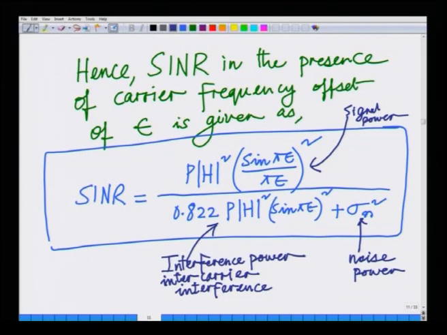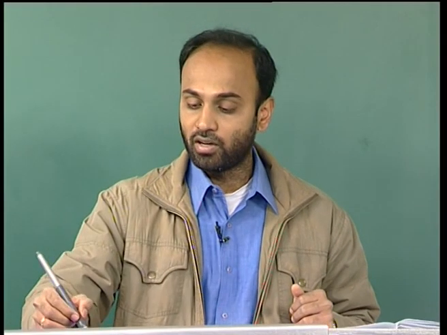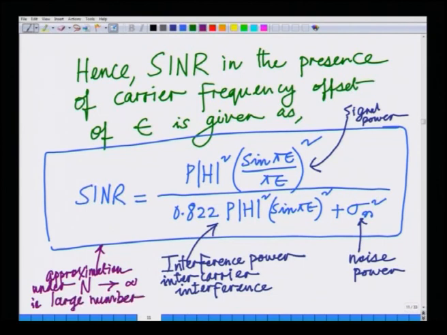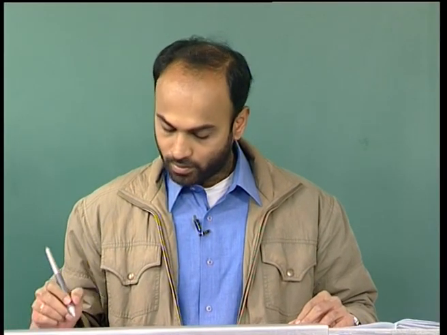And also remember, this expression is an approximation. It is valid under the reasonably good approximation in which the number of subcarriers N is tending to infinity. One of the approximations is that is a large number of subcarriers. Okay. So, that is what we have here.